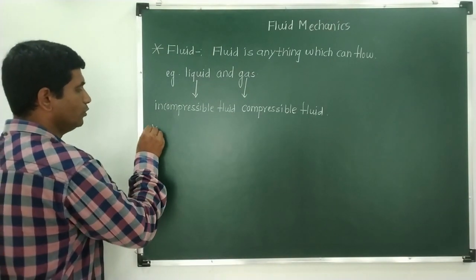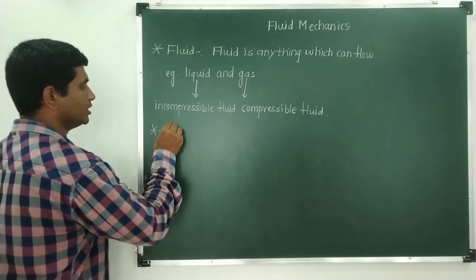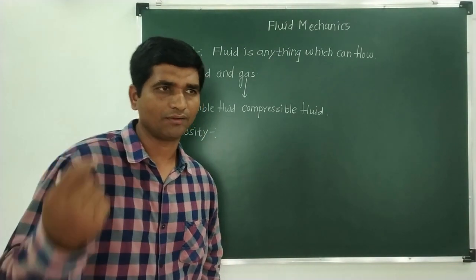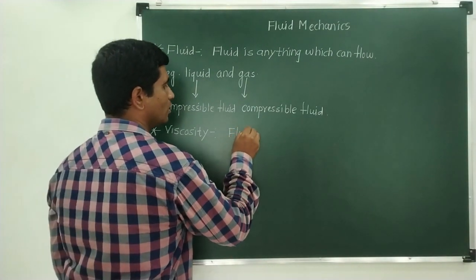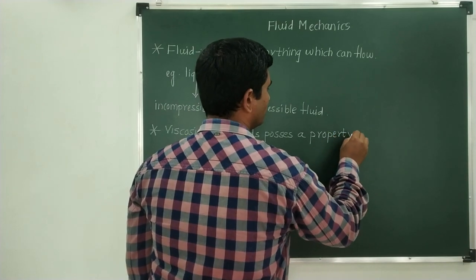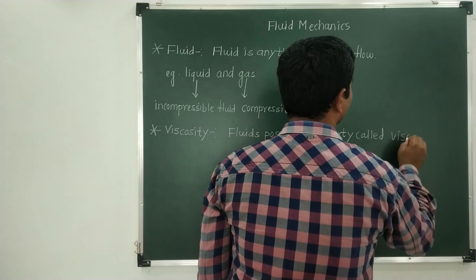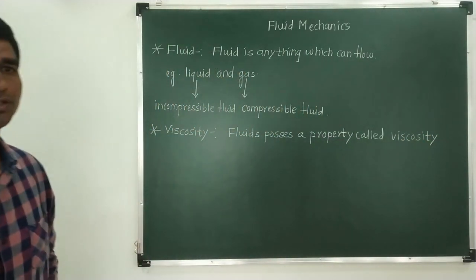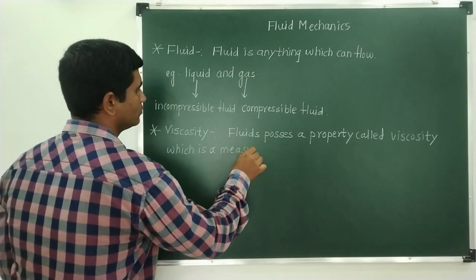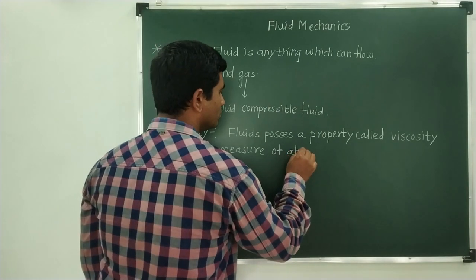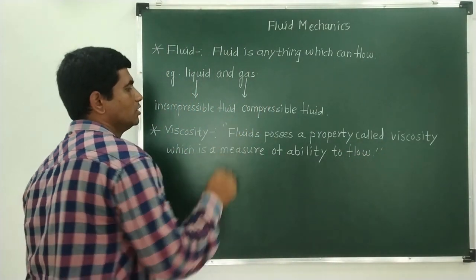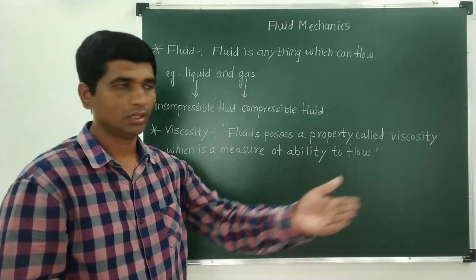But these fluids possess a certain property that is called viscosity. Now what is this viscosity? That we have to understand first. In rough language, you can say that fluids possess a property called viscosity, which is a measure of the ability to flow. The ability which fluids have to flow is called viscosity.